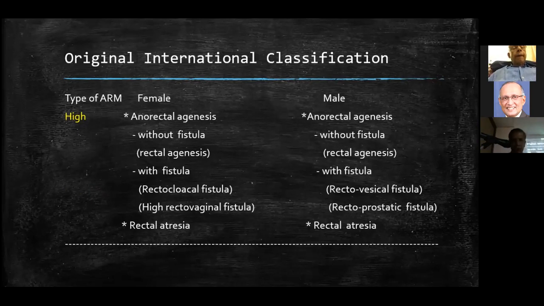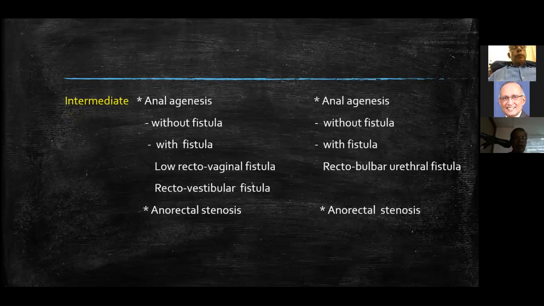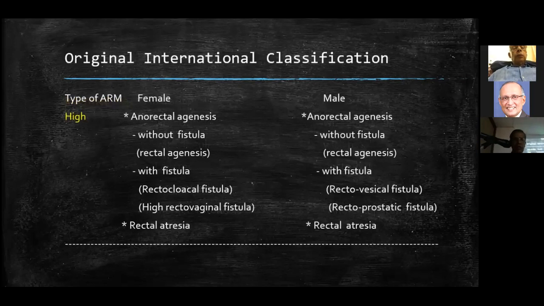And for the intermediate anomaly, again, there is anal agenesis on the female side and male side, and anorectal stenosis on both sides. And again, without fistula and with fistula. With fistula, it is rectovaginal fistula, lower rectovaginal fistula or rectovestibular fistula on the female side, and on the male side, rectobulbar urethral fistula.